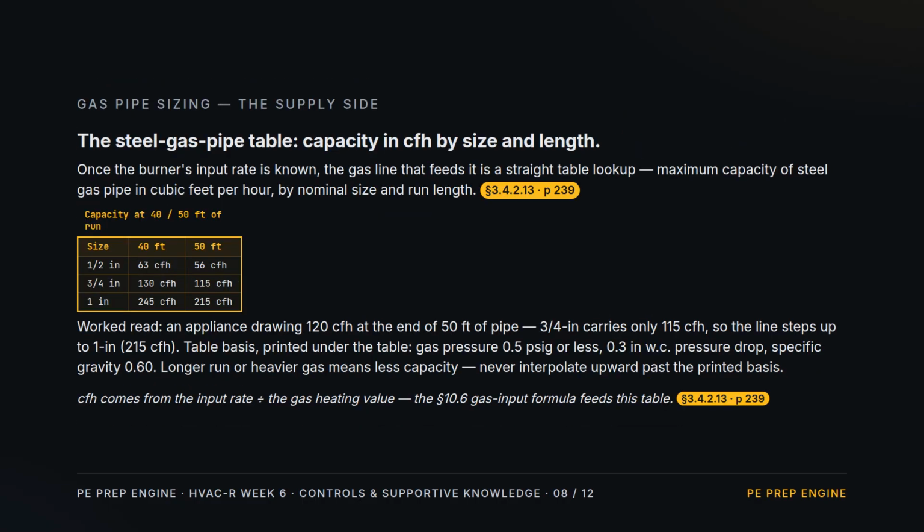The supply side gets one more lookup, the steel gas pipe capacity table, in cubic feet per hour by size and length. A worked read: an appliance drawing 120 CFH at the end of 50 feet. 3/4 inch carries only 115, so the line steps up to 1 inch, which carries 215. Watch the printed basis under the table: half a psi or less, a pressure drop of 0.3 inches of water, and a specific gravity of 0.60. A longer run or a heavier gas takes the capacity down from there.